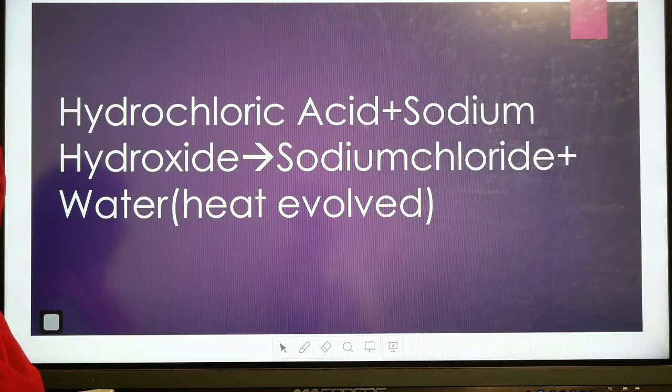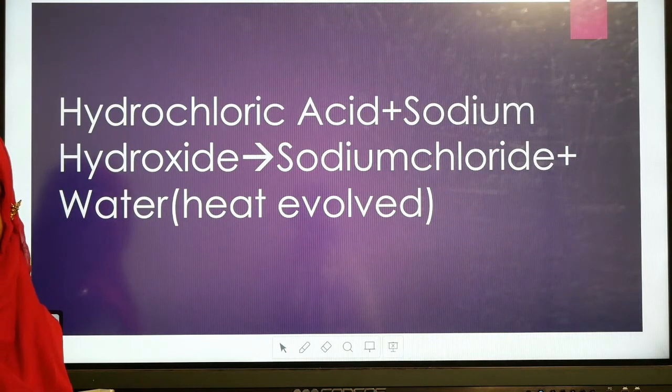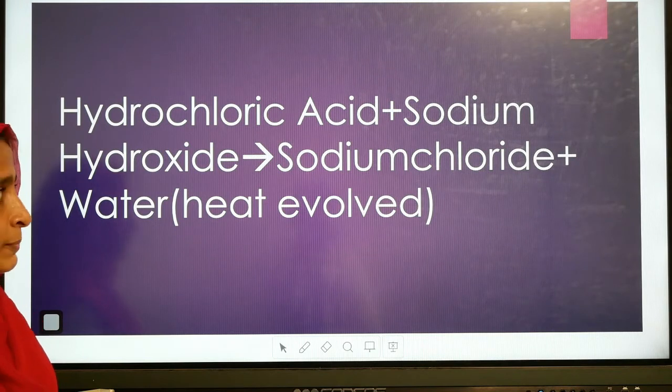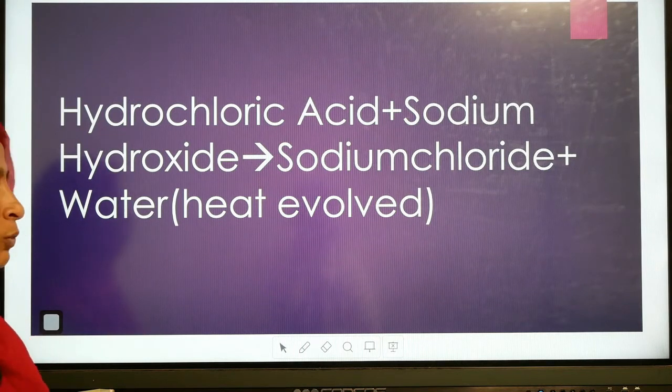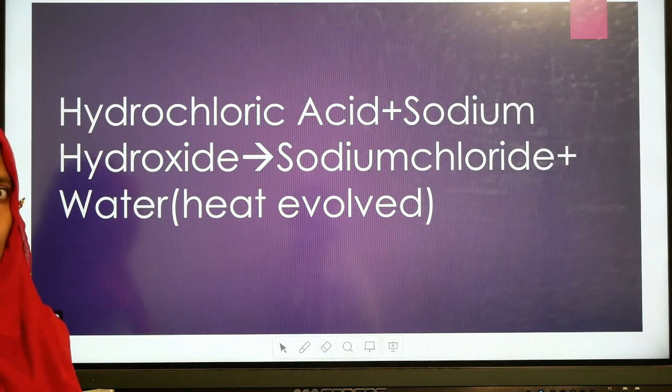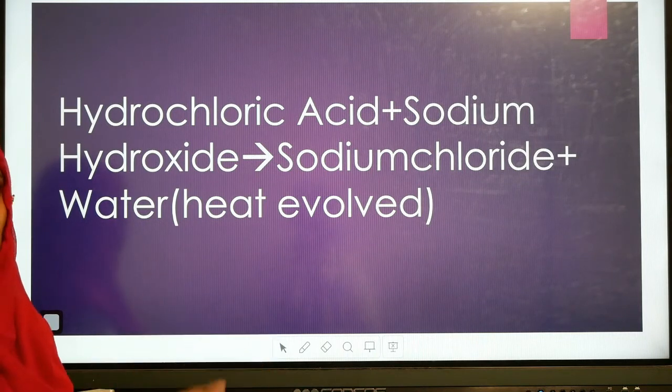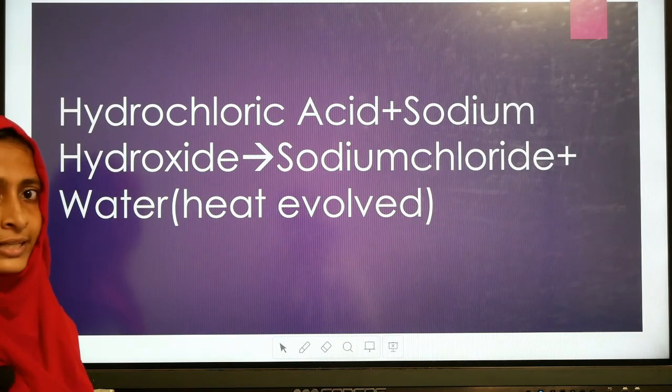Now you may have a doubt: when we mix sodium hydroxide and hydrochloric acid, we do not see any salt formed over there. It is because sodium chloride is a soluble substance, and along with sodium chloride, water is also formed. So it is not seen. When it is formed, it is already getting dissolved in water. That is why we are not able to see it. Okay, I think it's clear to you.